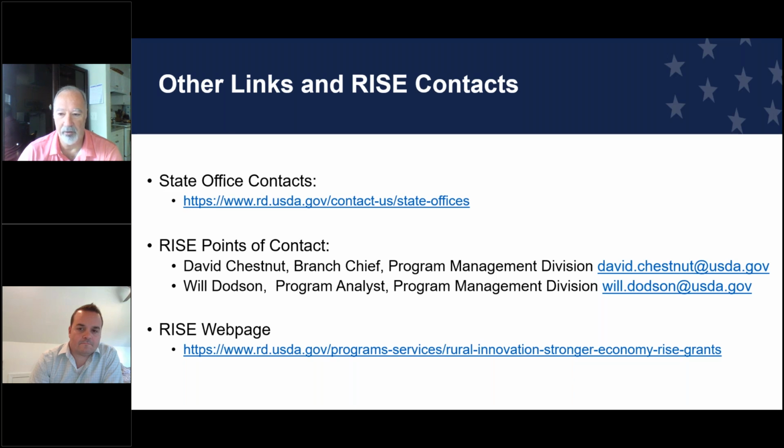I know we've got others. There's a question: can an application include both construction and program? Yes, the purposes can be multiple purposes of the grant within your grant application. You can build an innovation center in a low-income community, but you also need funds to support that project, and you may also need funds to support training programs in that project. So yes, it can be for multiple purposes within the grant.